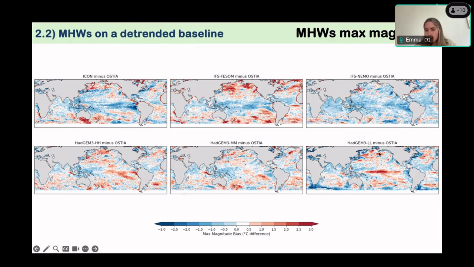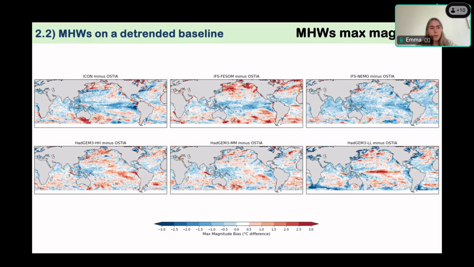What stands out is mostly that in the lower resolution, we tend to have colder biases near the coast. And then we have this very strong hotspot of warm bias over here. And this is due to the fact that the lower resolution HEDGEM has a very strong ENSO signal, which is a bit shifted to the middle. So this is reflective of these very strong marine heat waves that are due to a stronger ENSO.